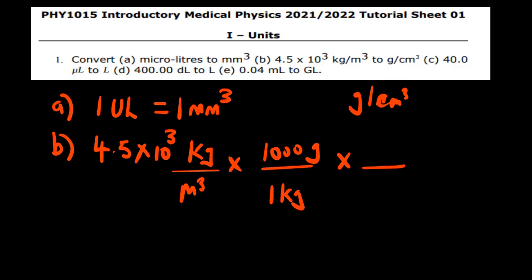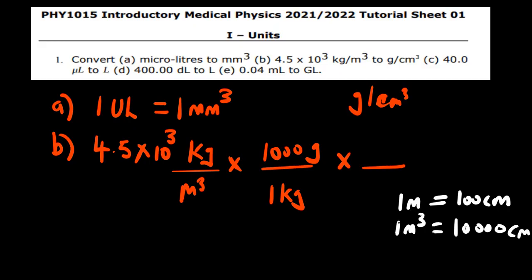So how are we going to do that? Allow me to just write the conversion units down here. You know that 1 meter is just equal to 100 centimeters. Now if 1 meter is equal to 100 centimeters, what if we cube it? Actually, not 1 meter cubed, I meant 1 meter squared. That will mean you're multiplying 100 twice, so it will be 100 and another 100, which gives 10,000 centimeter squared.